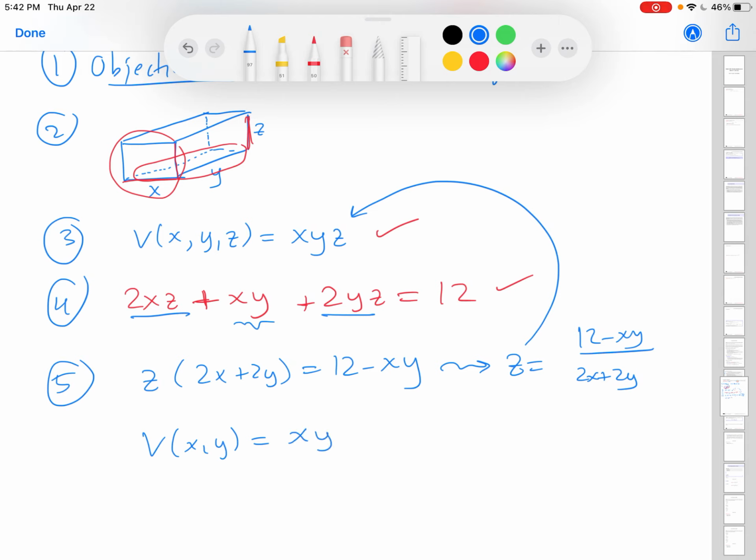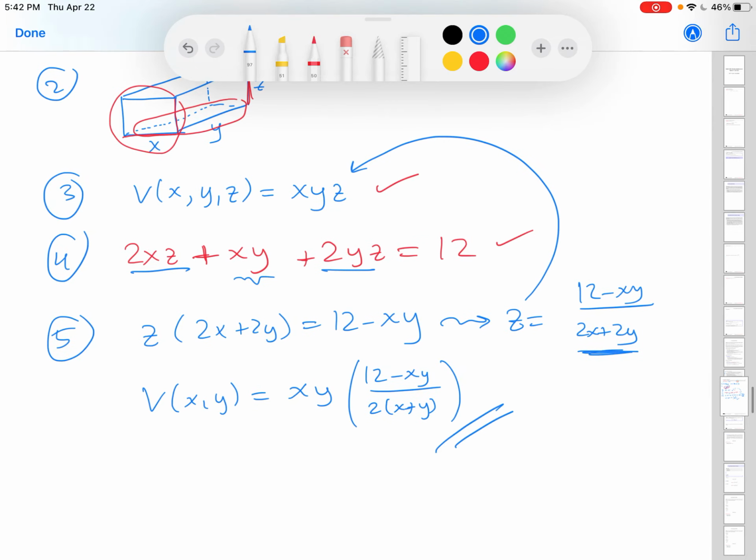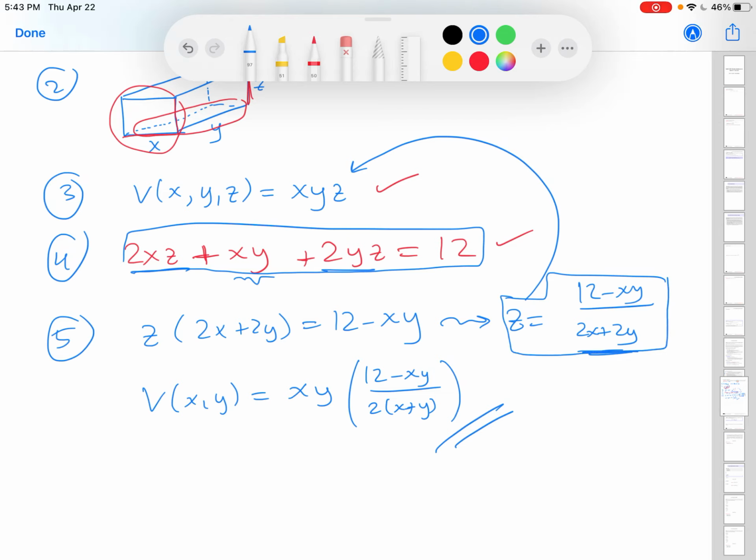So xy stays, and then I have this z over here, where I've now factored out the 2 in the denominator from here. Great, so this is my new version of the objective function. And this is my constraint that I'll be looking at up here, or viewed another way, this is the z dimension of the box. So what about domain, right? How do I start thinking about this?